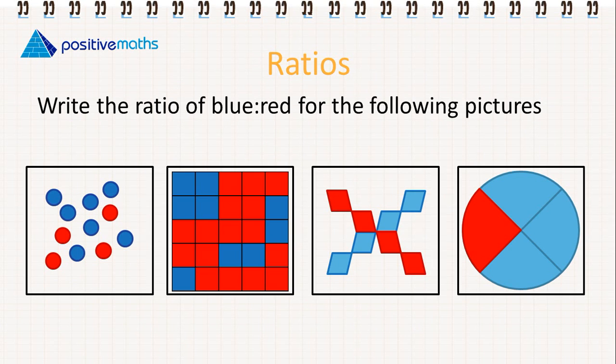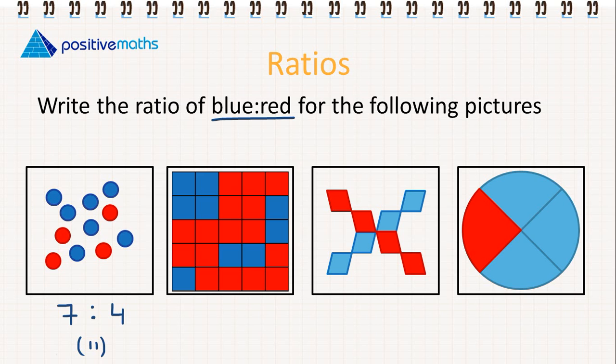Okay, let's try and write the ratios for these 4 different kinds of patterns or blocks. So we need to write the ratio of blue is to red. So we need to have the number of blue first and then the number of red parts second. Okay, so starting off with the circles. We have 7 circles that are blue and we have 4 that are red. So we're just going to note then, altogether we should have 11 circles.